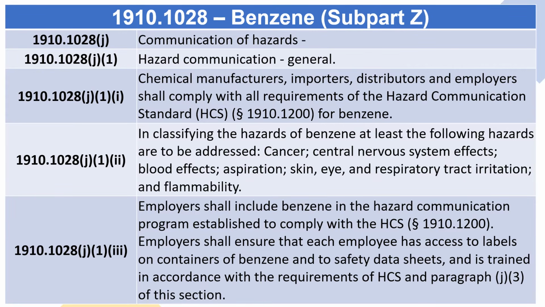1910.1200, for benzene. In classifying the hazards of benzene, at least the following hazards are to be addressed: cancer, central nervous system effects, blood effects, aspiration, skin, eye, and respiratory tract irritation, and flammability. Employers shall include benzene in the hazard communication program established to comply with the HCS, section 1910.1200. Employers shall ensure that each employee has access to labels on containers of benzene and to safety data sheets, and is trained in accordance with the requirements of HCS in paragraph J(3) of this section.